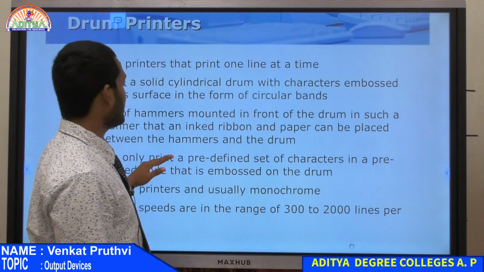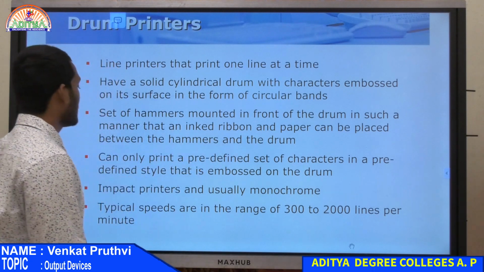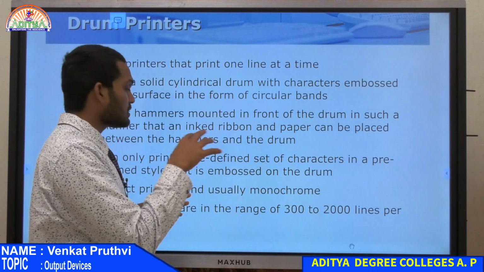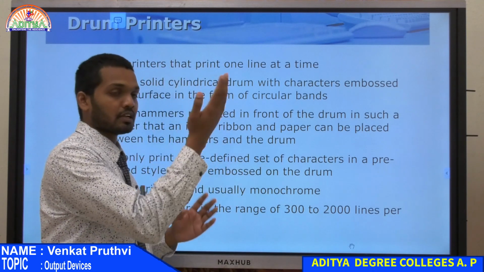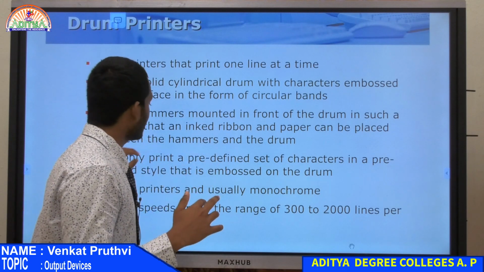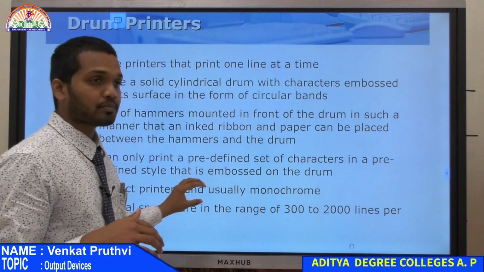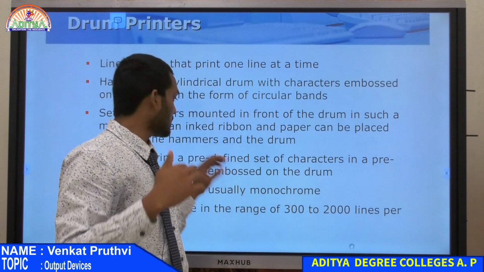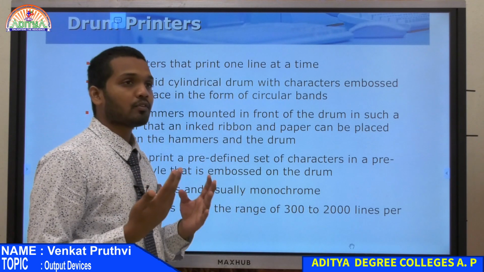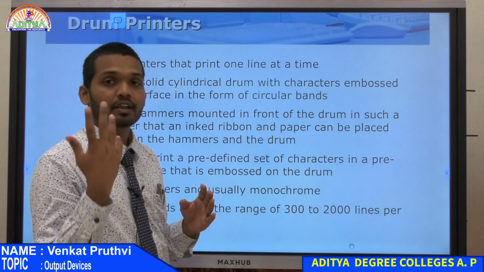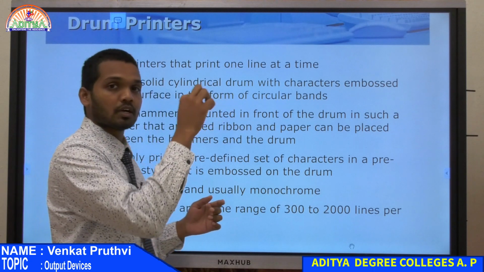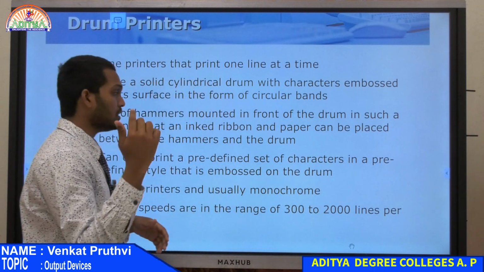They can only print a predefined set of characters in a predefined style that is embossed on the drum. Whatever style or characters are available on the cylindrical drum we were discussing, only those can be printed, and whatever characters are embossed are a predefined set. If you want a different kind of print or a different style, we are not able to get it because they are all already embossed or fixed on that cylindrical drum.